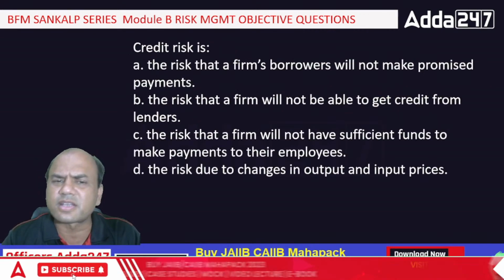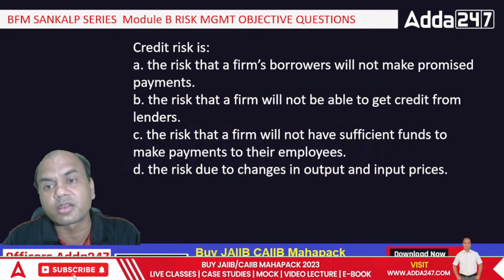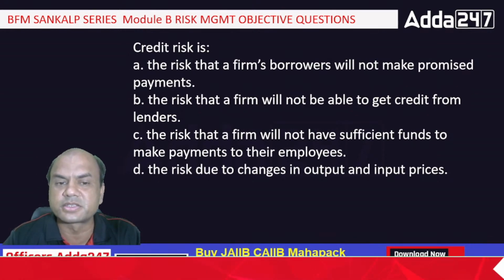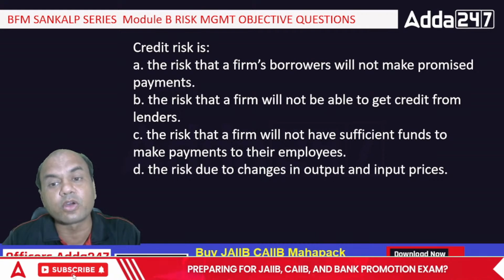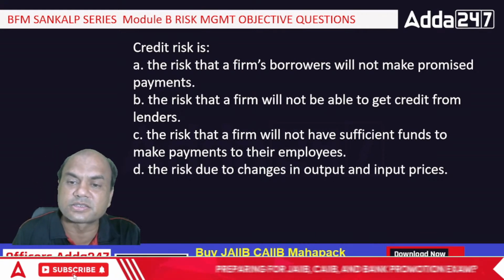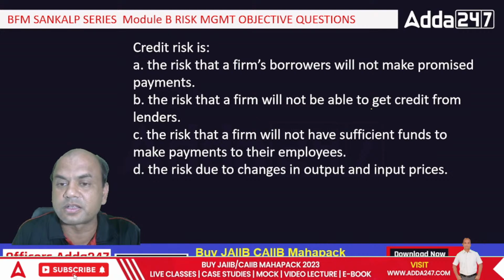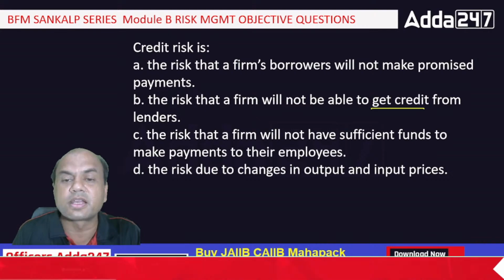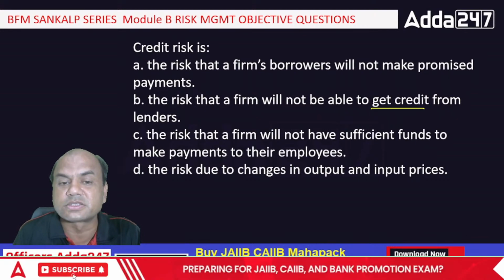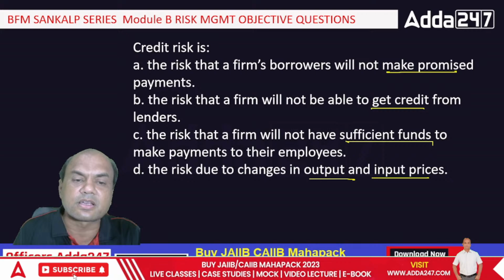What is credit risk? A risk that the firm's borrower will not make the promised payments. The risk that the firm will not be able to get credit from the lenders. Then a risk that the firm will not have sufficient funds to make payments to the employees. Risk due to changes in the output and the input prices. And the first one is what? Will not make the promised payments. So which one is the credit risk then? A, B, C or D?